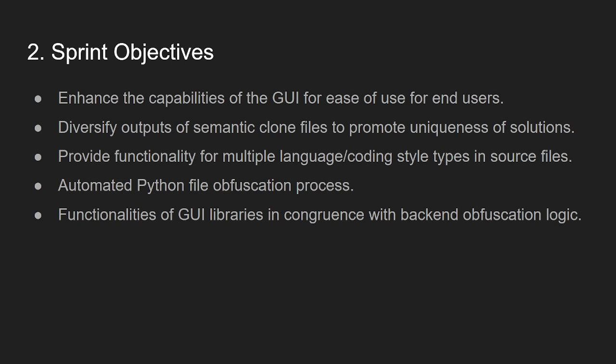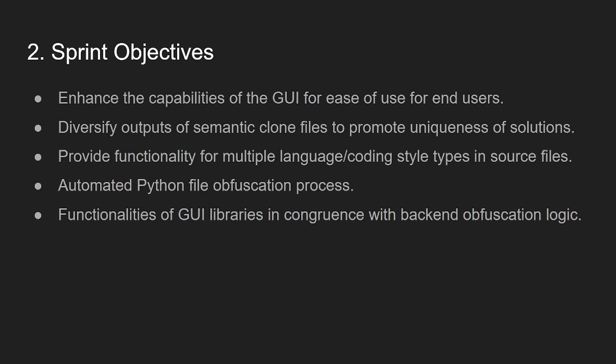Providing functionality for multiple language coding style types and source files, for example English to Arabic and vice versa, and the Argos language package will be provided to do that. We also have an automated Python file obfuscation process. For our system testing, we have Python files that integrate all the different types of logic changes that can be made, so we can test all of this for unit testing.